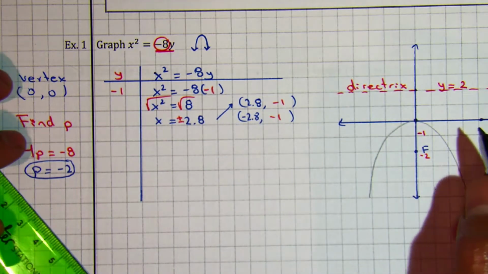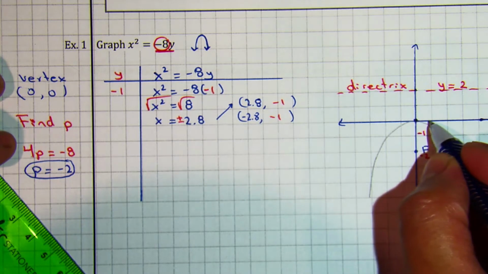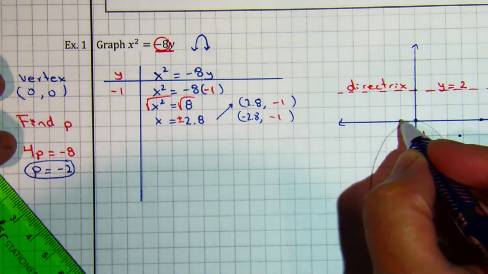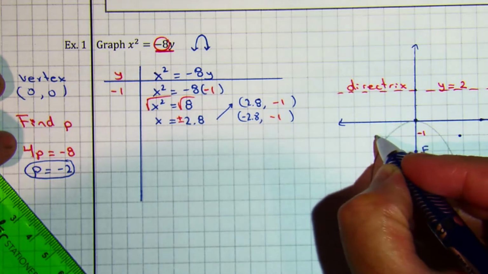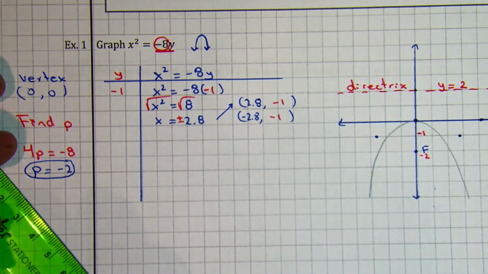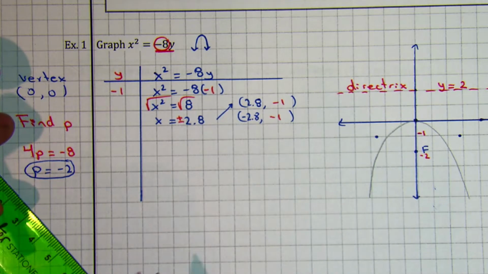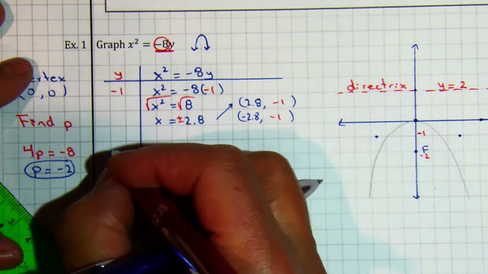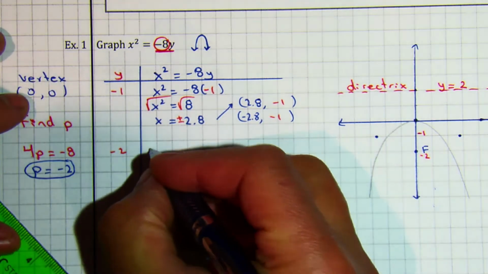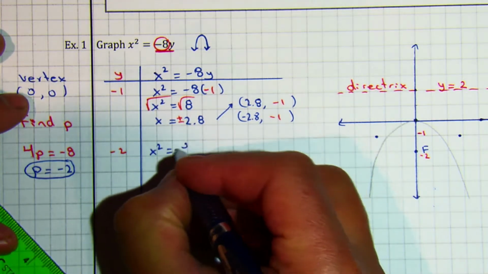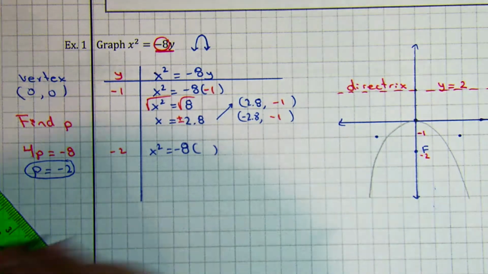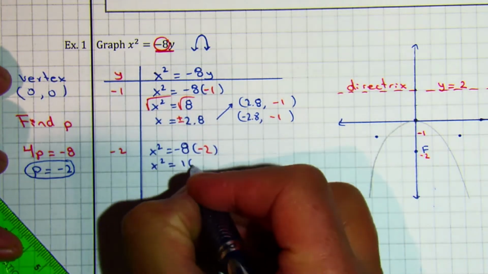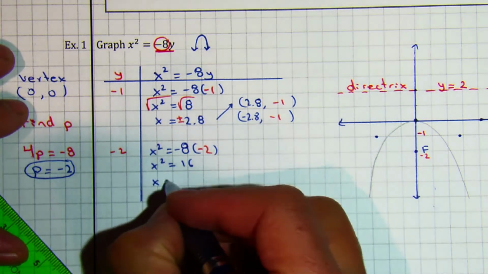And now we can plot it. 2.8 and down -1. 2.8 and -1. And now we are going to find two additional points by plugging in a -2. That'll give us x squared equals -8, and instead of the y, I'm going to plug in a -2. X squared equals 16. So therefore, x equals 4.